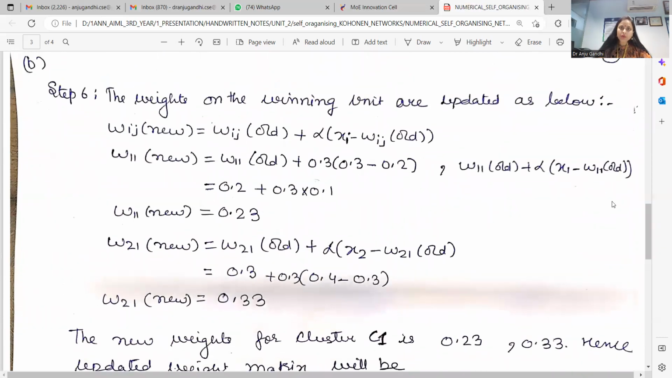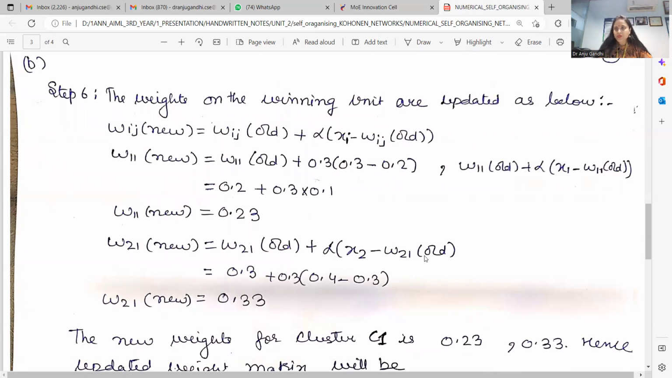Regarding the updation of the weights, we know the formula: Wij new is equal to Wij old plus alpha times xi minus Wij old. This is the formula for calculating the new weight, right? We have substituted the values of the weights and the learning rate, and this is the way we calculate the weight. And then W21 new is equal to W21 old plus alpha times x2 minus W21 old, right? This is the way we are calculating W11 and W21, right? Just applying the formula and these values, right?